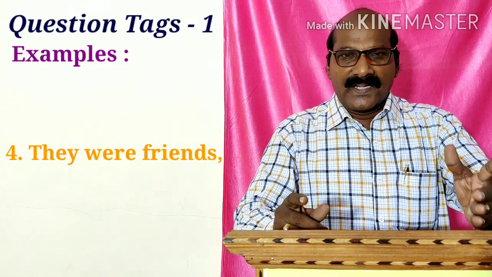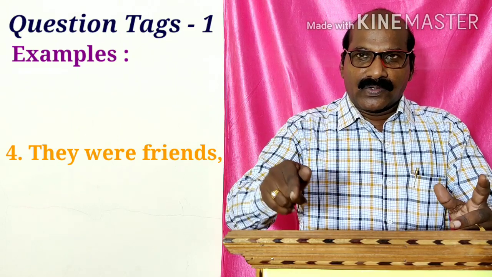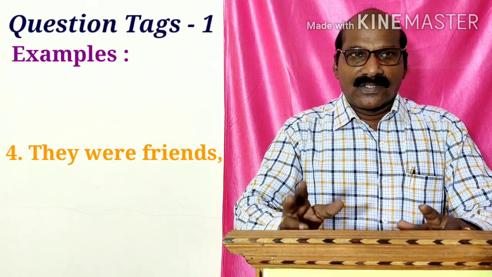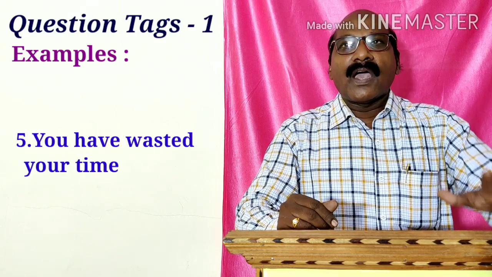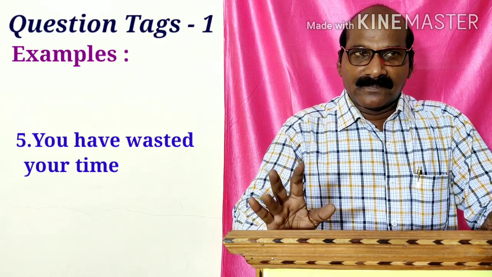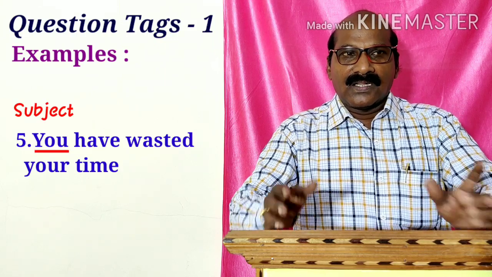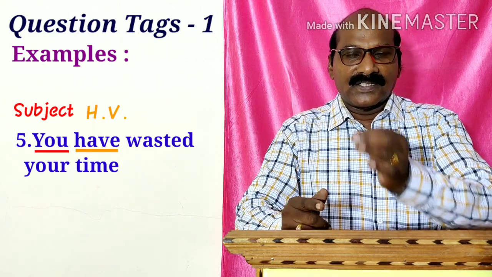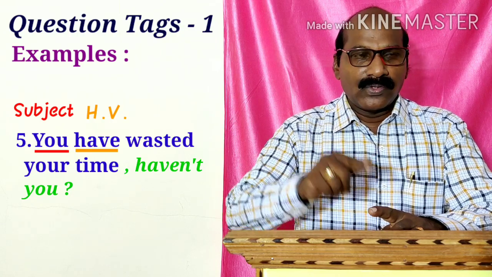Next, they were friends. This is the statement. This positive statement has a negative tag. The helping verb or the main verb here is were. So the right tag is weren't they? Next, you have wasted your time. This is the statement. The subject is you and the helping verb here is have. We have to start the question tag with the helping verb. Haven't you? Because the statement is positive and the question tag should be negative.